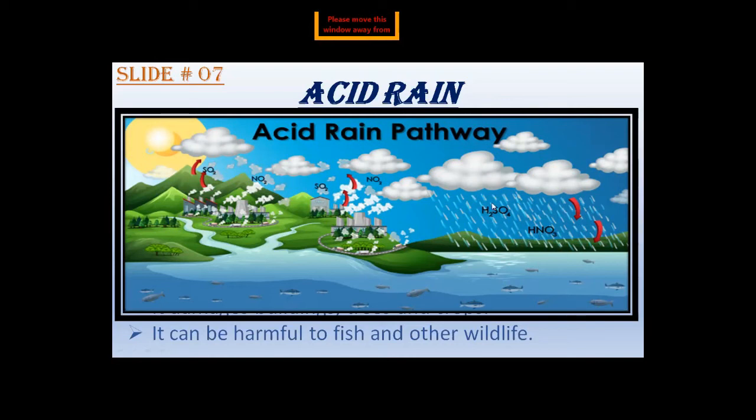Actually it is nitric acid. This is the type of acid which is added in the rain, and definitely it will fall down in the river or the sea where the animals or the fishes are present. So it will add in this water and cause massive damage to the wildlife as well as to the water.